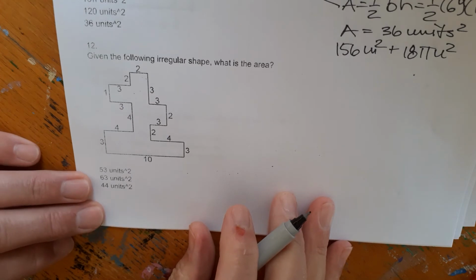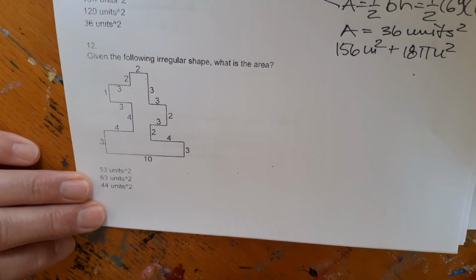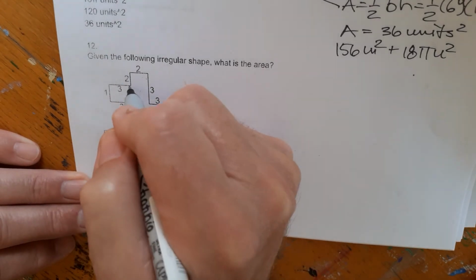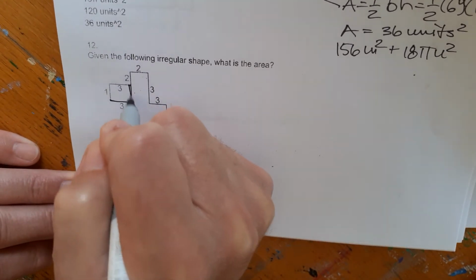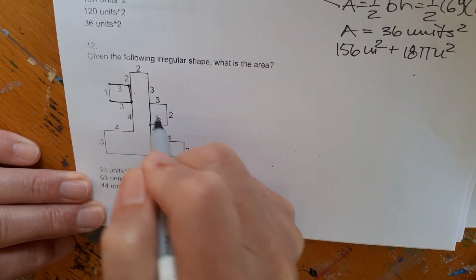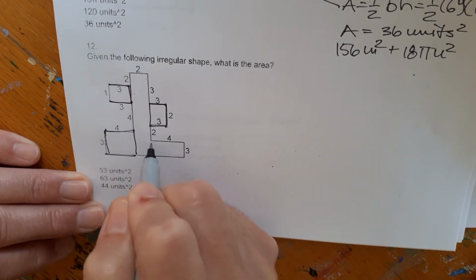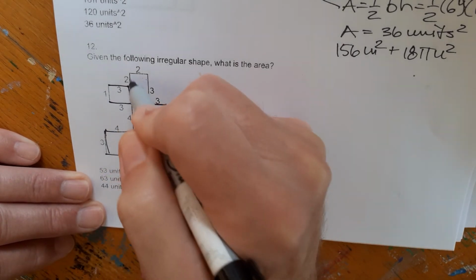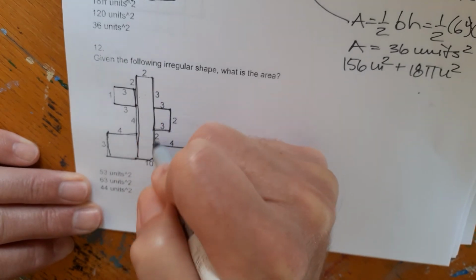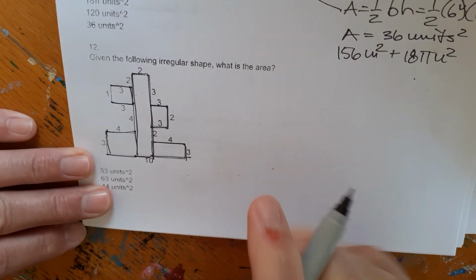And let's do one more. Given the following irregular shape, what's the area? Well, we're going to break it into smaller rectangles. How about this? There's one. There's one. Here's one. Here's one. And then we got this long middle rectangle here. Now, can we figure out all the dimensions?